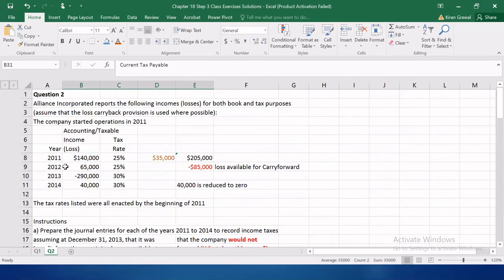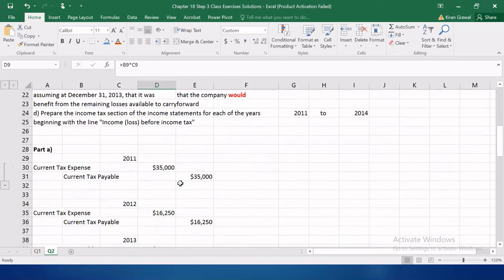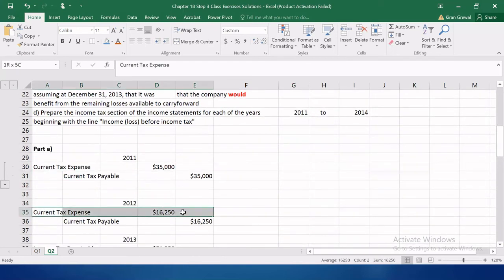Same thing in 2012, we had $65,000 of income. Our tax rate was again 25%, so we ended up paying $16,250 for our tax in 2012. So we would have had a journal entry: debit current tax expense $16,250, credit income tax payable or current tax payable $16,250. Okay, some companies call it income tax payable, some call it current tax payable. As long as it's showing a tax payable, it's fine.